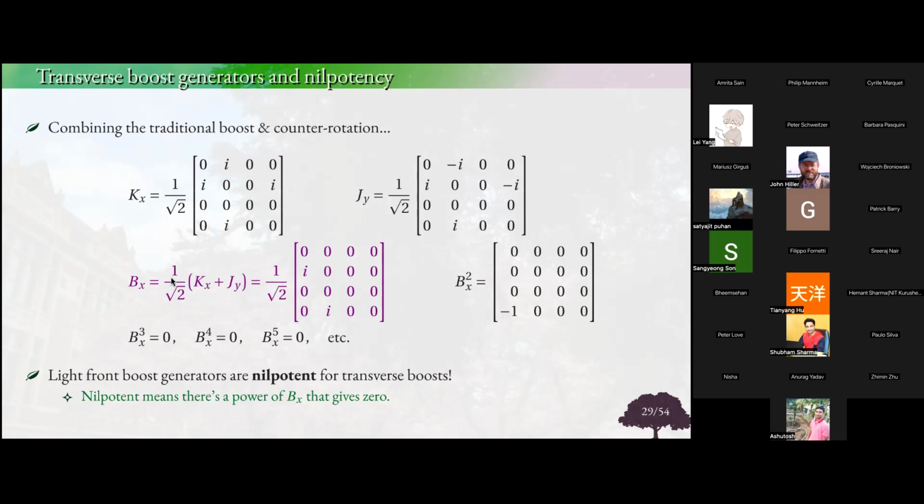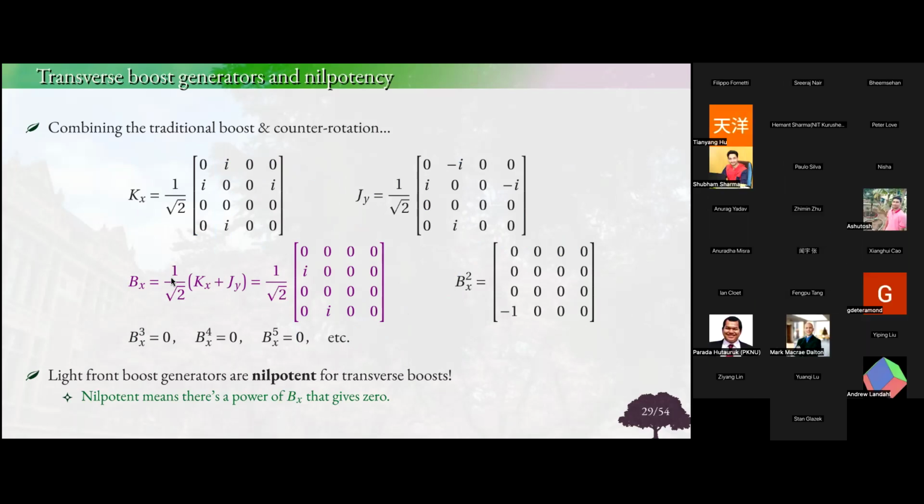But then we remember that what we call a transverse light front boost is a combination of a traditional boost and a counter rotation that cancels out the Terrell rotation. And it turns out that some of our components very nicely cancel.